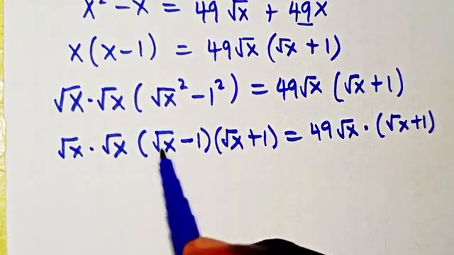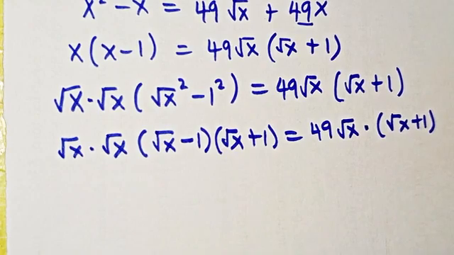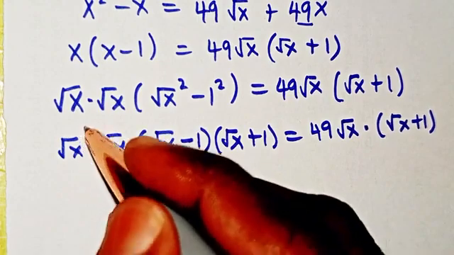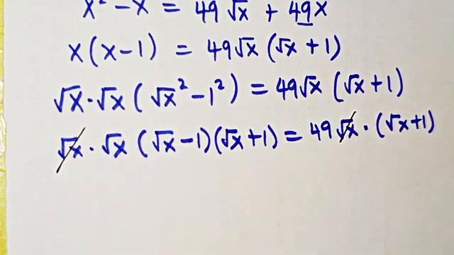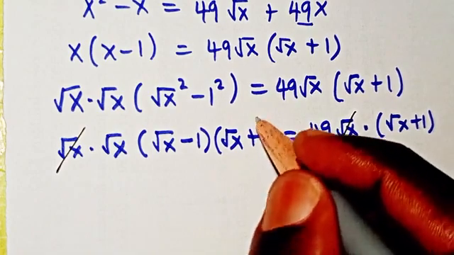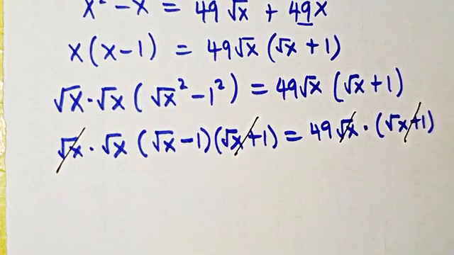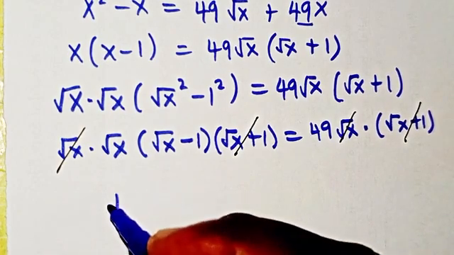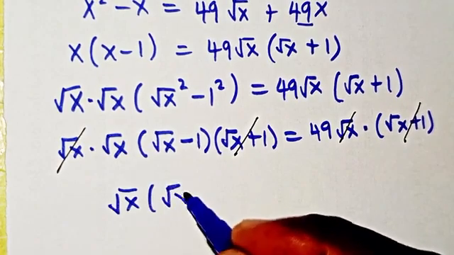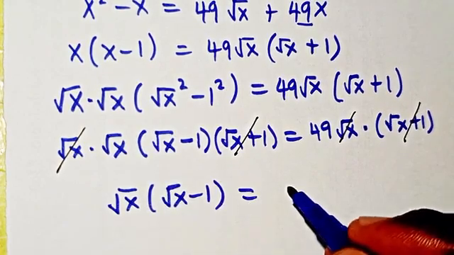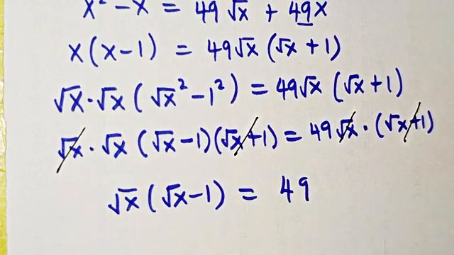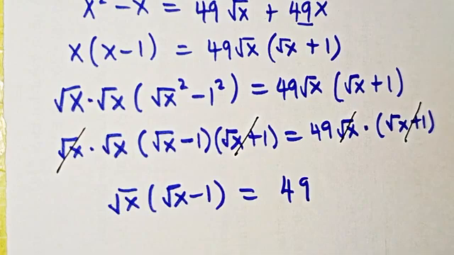So from here you can see that we have something common. You can see that x, we cancel the x here. That means root x, we cancel this root x here. Then root x plus 1, we cancel the root x plus 1 here. So now what do you think we have left? We have root x into bracket root x minus 1 equals 49.